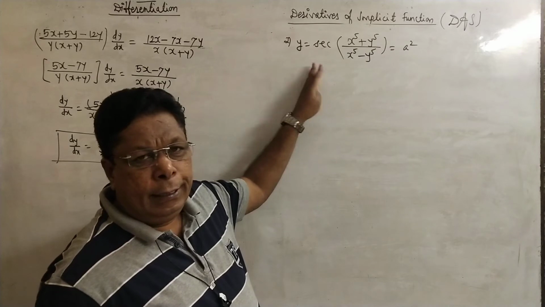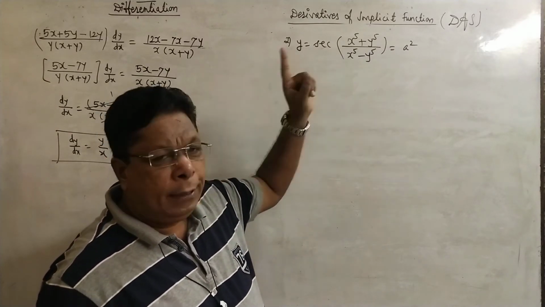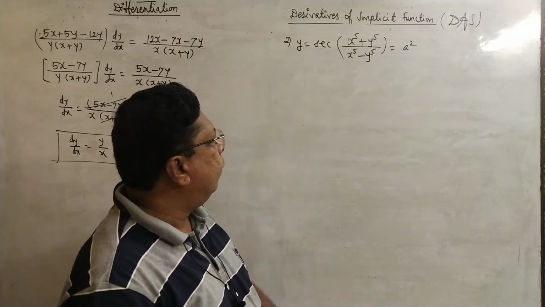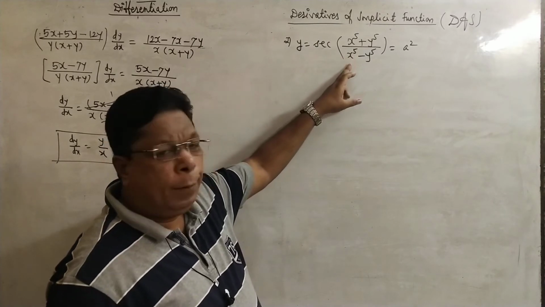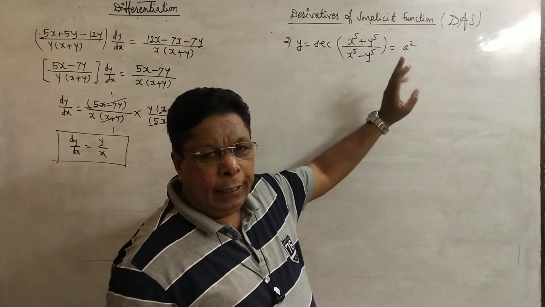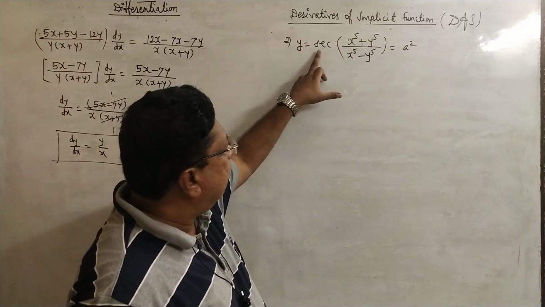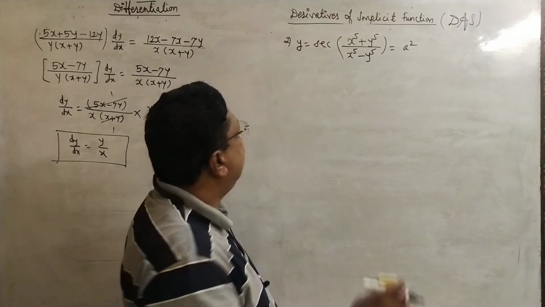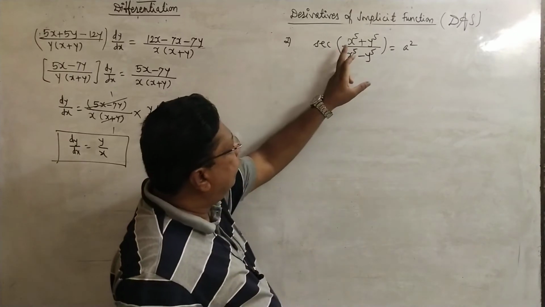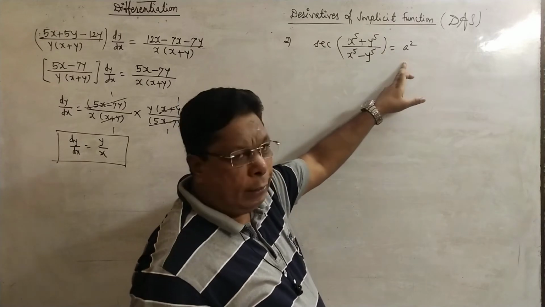The equation is given. In an implicit function, the equation is always given. Okay, the working procedure is the same: differentiate, assign and simplify. Now observe the given sum: y equal to sec of x raised to 5 plus y raised to 5 upon x raised to 5 minus y raised to 5 equal to a square. A square is also a constant. First step. Now this sum is sec of, not y is equal to, sec of x raised to 5 plus y raised to 5 upon x raised to 5 minus y raised to 5 equal to a square.